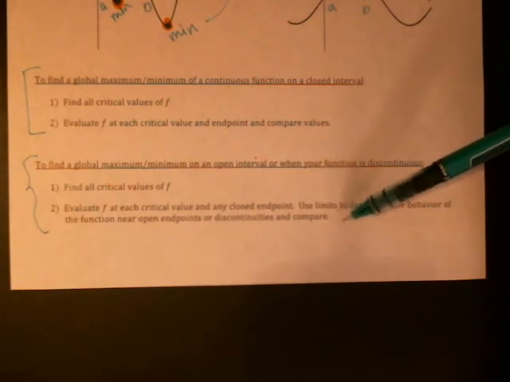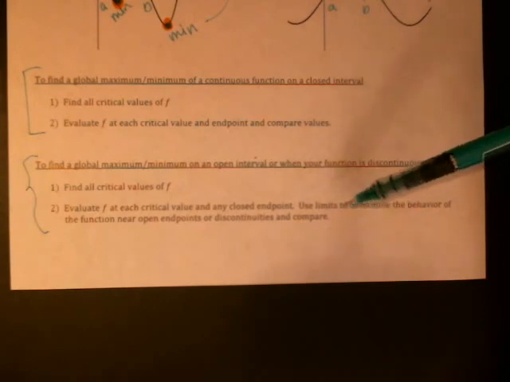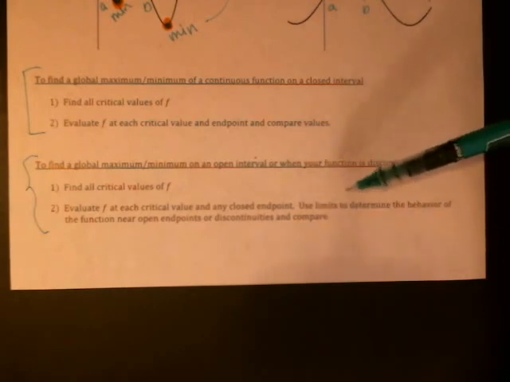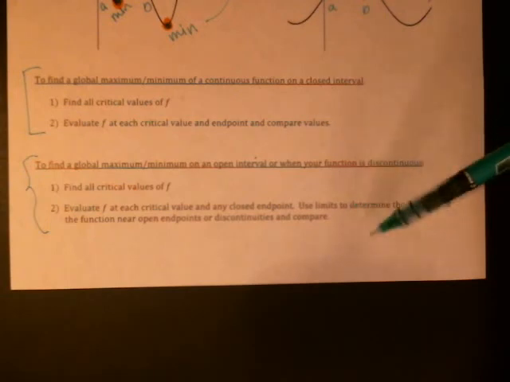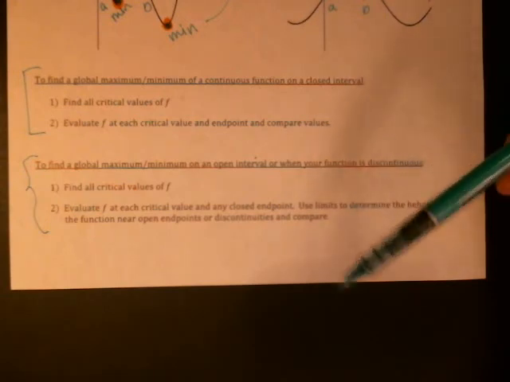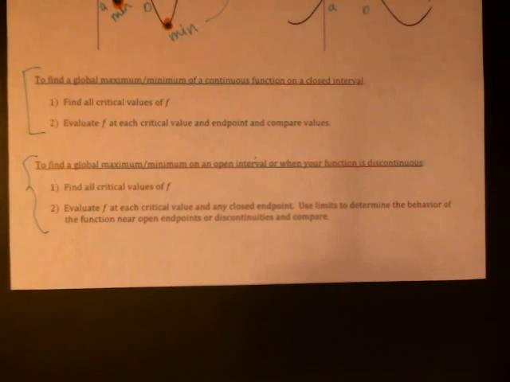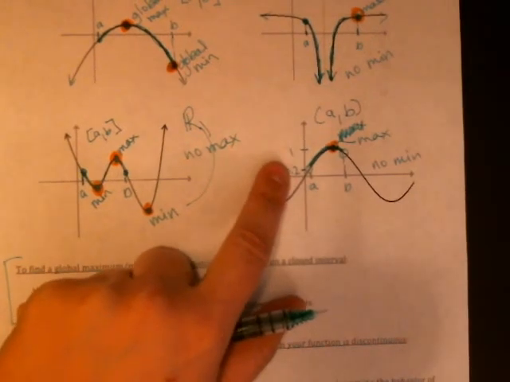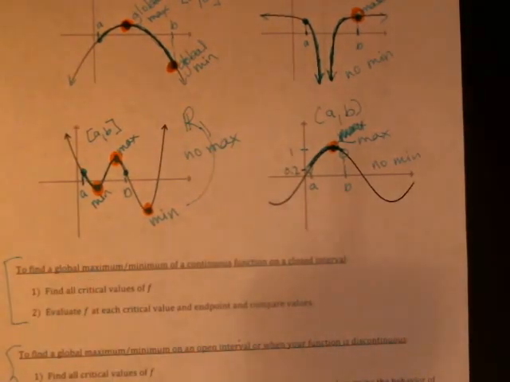So you have an open endpoint, you have a discontinuity, you have an endpoint that goes off to infinity, you have no endpoint. You're going to use limit thinking to try and figure out what the function is doing near that point. Is the y value headed off to infinity, in which case you'll have no max? Is it headed to negative infinity, in which case you'll have no min? Is it an open circle that's smaller than any of your y values, in which case you have something like this example right here? So that's our basic strategy, and I will walk you through a few examples.